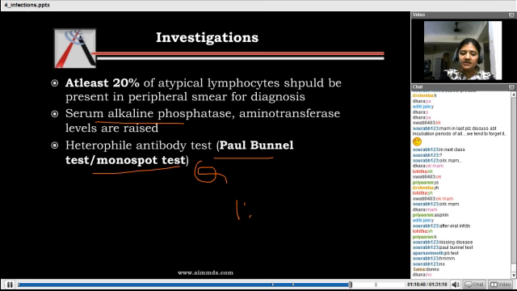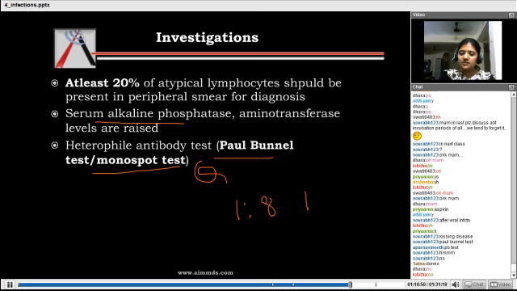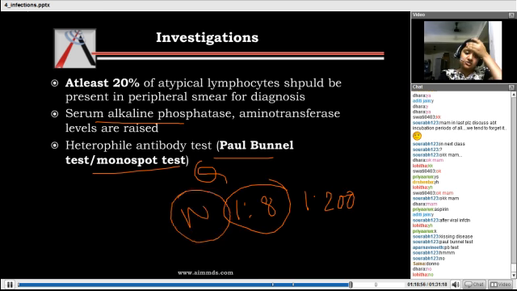Normally the heterophile titre should be 1:8, and it becomes 1:200. Normally it's 1:8, the heterophile ratio. It becomes 1:200.